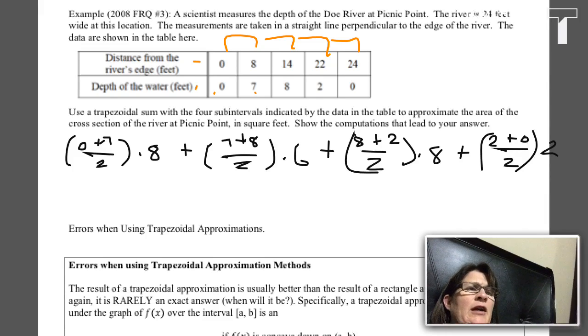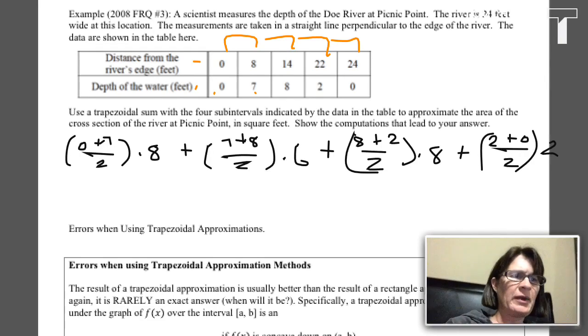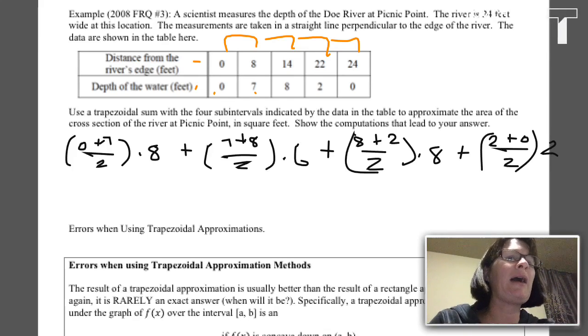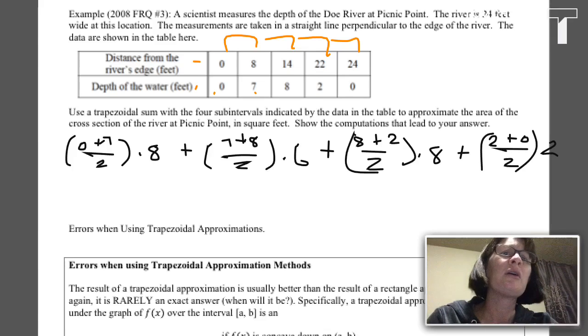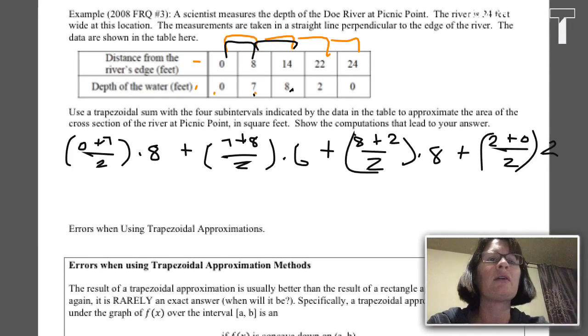So I wrote this out very carefully so that you could get used to my pattern. Feel free to do the math in whatever order works for you. So this is the sum of the 2 heights, 0 plus 7, divided by 2 because I want the average, multiplied by 8. 8 is the distance across that time interval. Then my second trapezoid, I'm going to take the sum of the 2 heights and find the average, multiplied by the distance across that interval, which is 6. So you can add this all up.